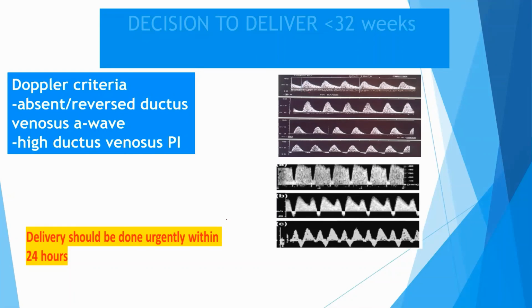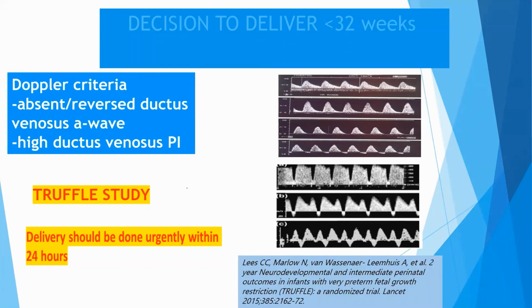Besides that, what we have also been doing in the fetal medicine unit is that we alert the neonatologists of this baby, because this baby will need supportive care because they are less than 32 weeks, they are very preterm, and also they've been suffering from hypoxia and possibly acidosis in utero. So we get the information of when to deliver from the TRUFFLE study. That's what we've been following in our unit.